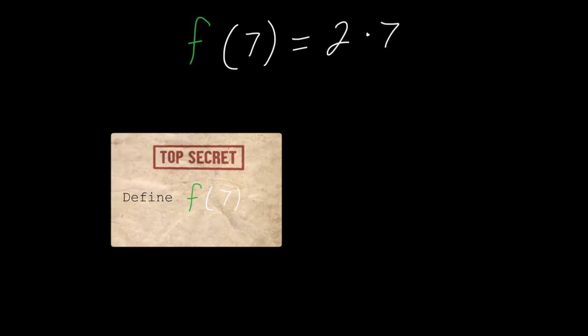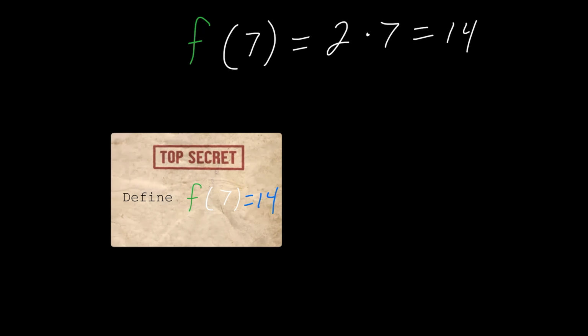And just for reference, that was a 2X, which is 2 being multiplied by X. I hope you know this by now. This is going to be 2 times 7, which is 14. And just like that, we've solved our mission. F of 7 equals 14.